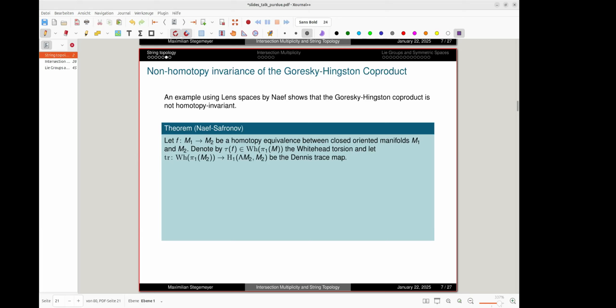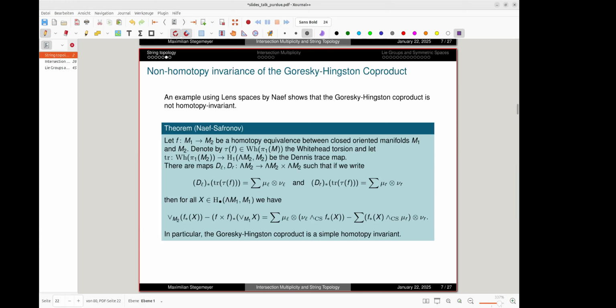map, which is defined via Hochschild homology. But we know that there's a connection between Hochschild homology and the free loop homology, so we can look at this as a map from the Whitehead group to the first homology of the free loop space relative to the constant loops. This is the Dennis trace map, and the Dennis trace of the Whitehead torsion shows up in the equation. Now it gets a bit technical, but I quickly wanted to write this up. There are two maps, the L and the R, from the free loop space to the product of the free loop space with itself, and then you look at the induced map in homology, and you plug in this Dennis trace of the Whitehead torsion.